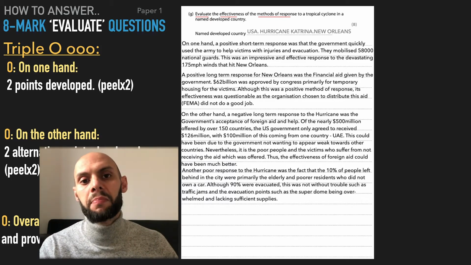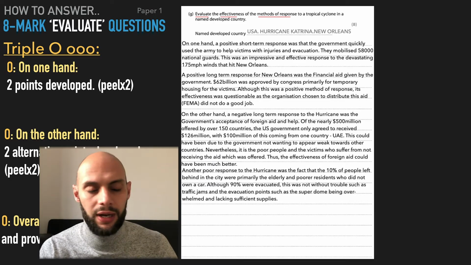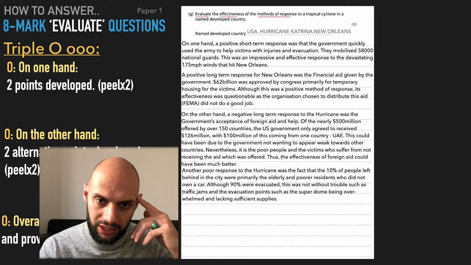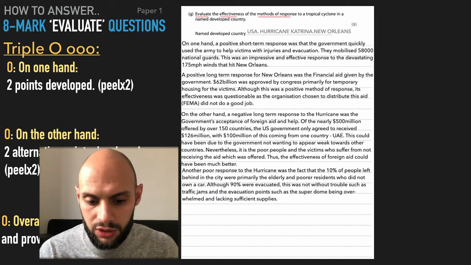So I'm being very critical. You have to be critical when it comes to geography 8-mark questions. You have to put on your critical thinking and ask questions. Think like a geographer. Ask questions, ask questions, ask questions.